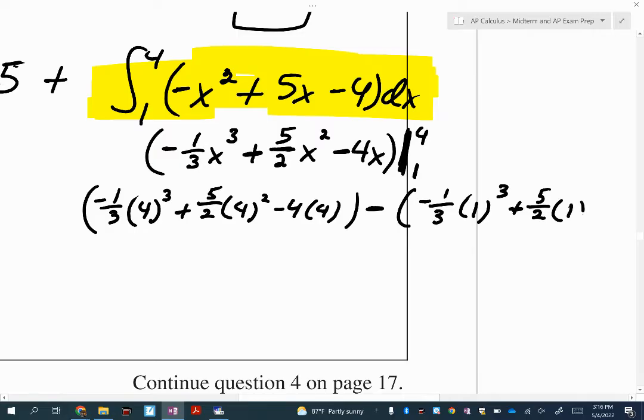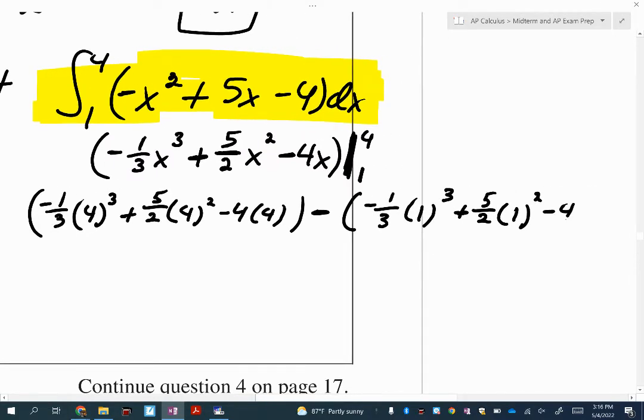Remember, this is not a calculator question, so we're going to have to do this in our heads.